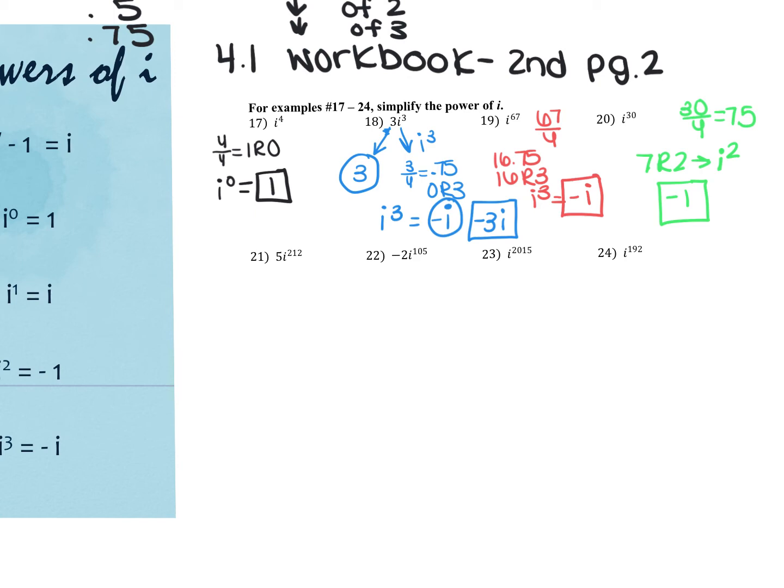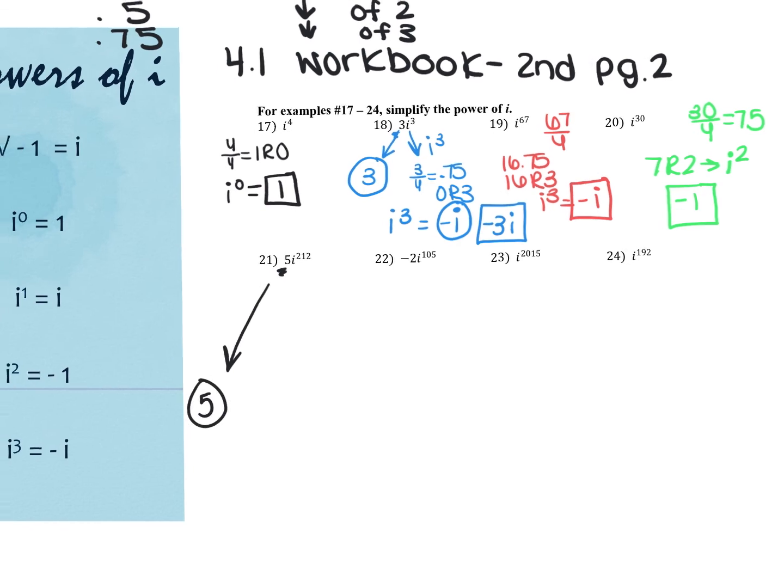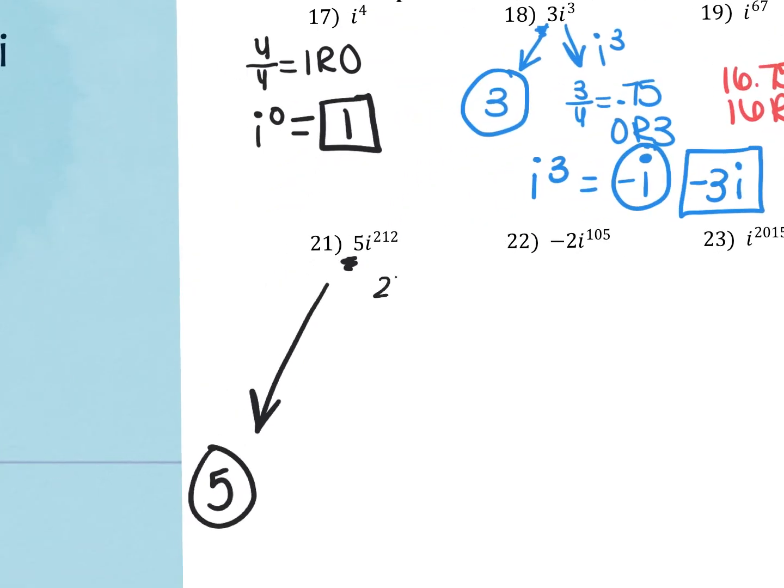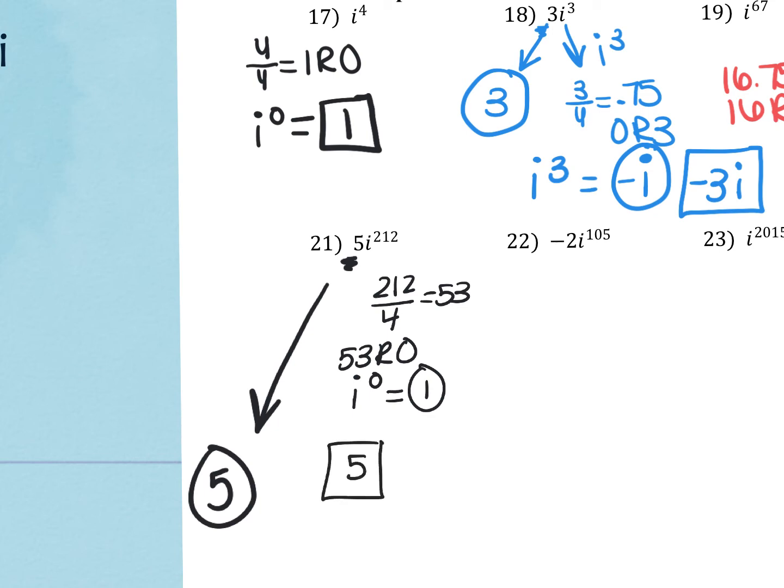Next, for 21, don't forget about this 5. Circle it, highlight it, whatever you need to do so that you don't forget about it. We have 212 as our exponent, so we're going to divide it by 4, and it goes in evenly. That means that there is no remainder. So it is I to the 0 power, which is equal to 1. And lastly, 5 times 1 is 5.